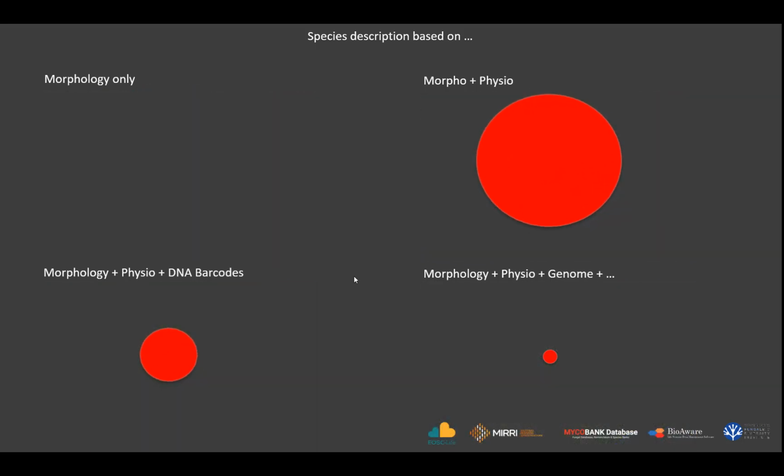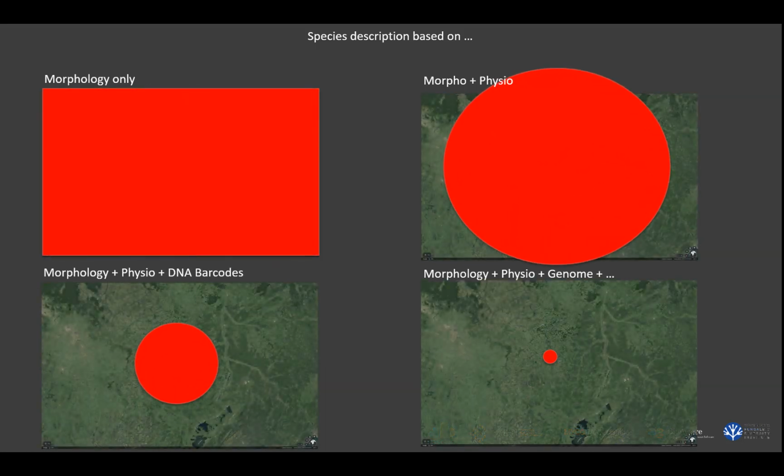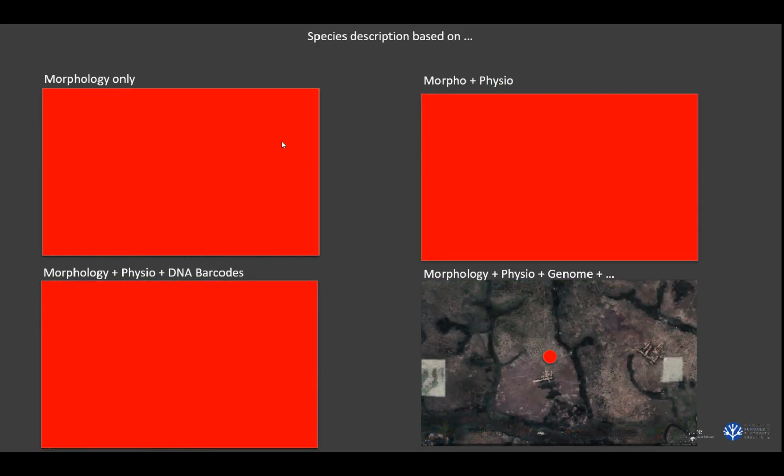So, as you zoom in more and more, you can see that at some point morphology only is not telling you much. Even physiology is not telling you much, and DNA barcode neither. While genomes plus other types of information like physiology, morphology, ecology, environmental information, and plenty of others will give you very precise information about the abilities of that particular thing.